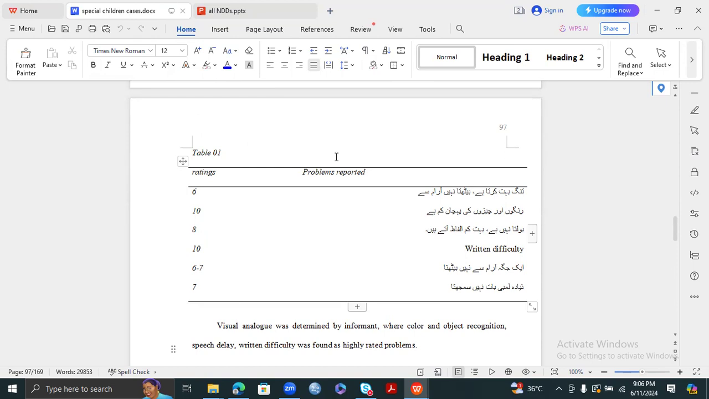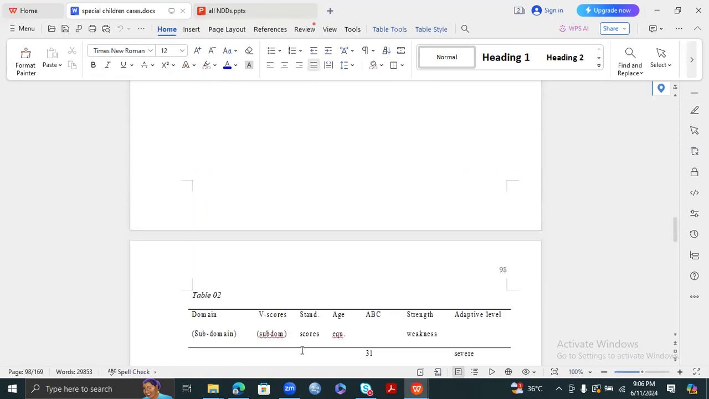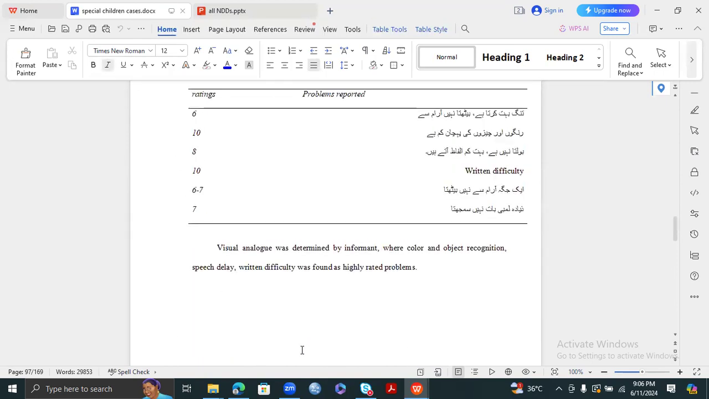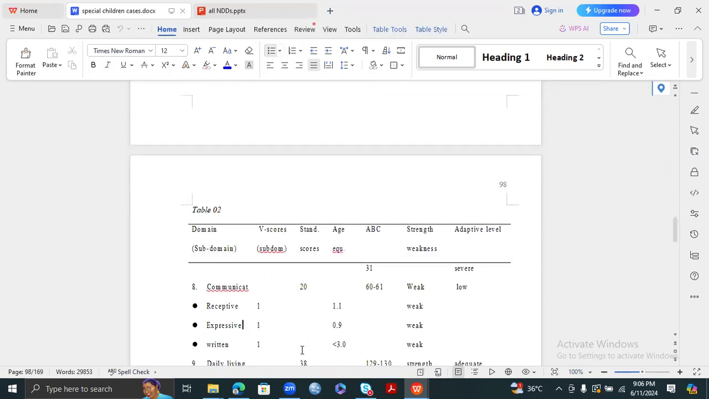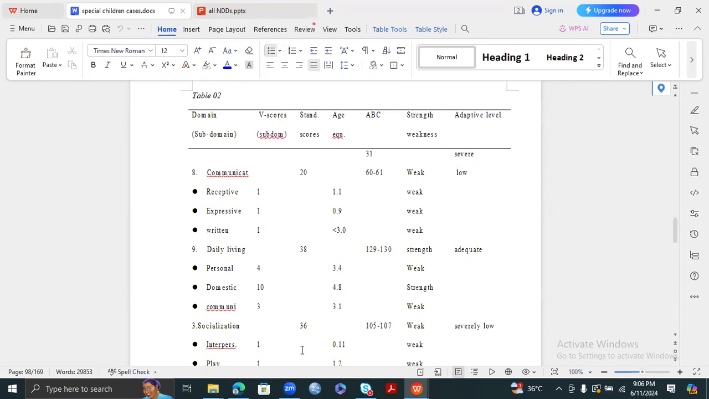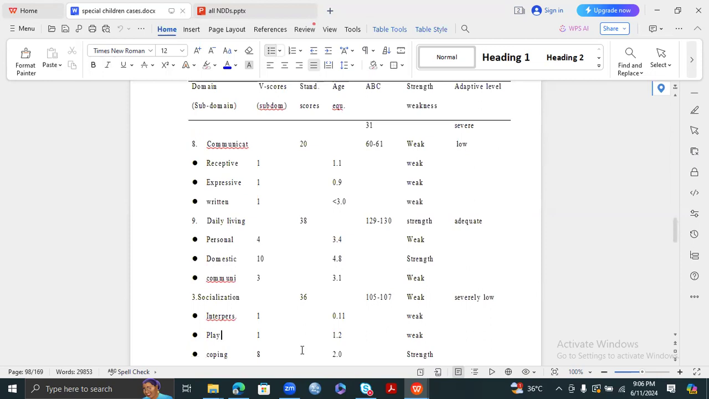So we were able to discriminate which were the more disoriented or more negative behaviors, or perceived behaviors, to be worked on. All right. So here comes the VBS, or Vineland Adaptive Behavior Scale, scoring for that particular child.